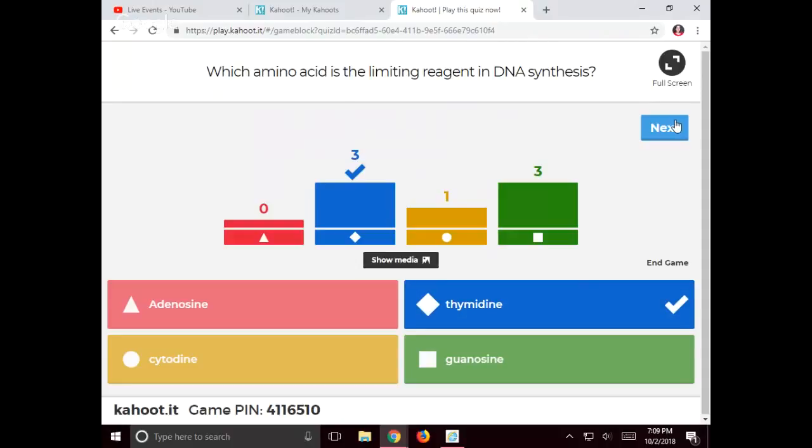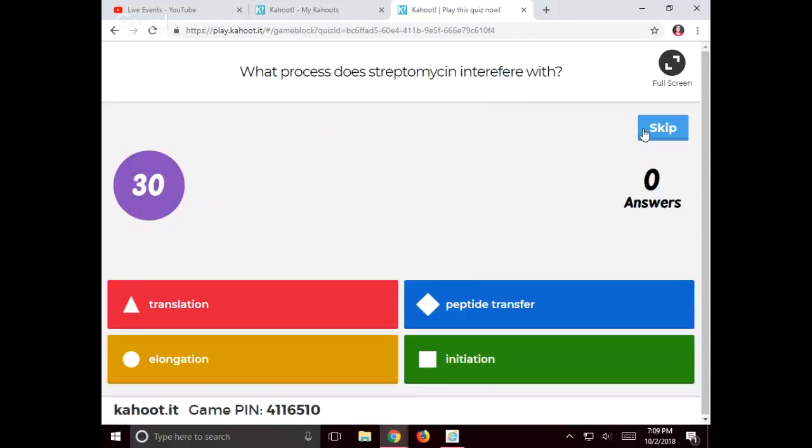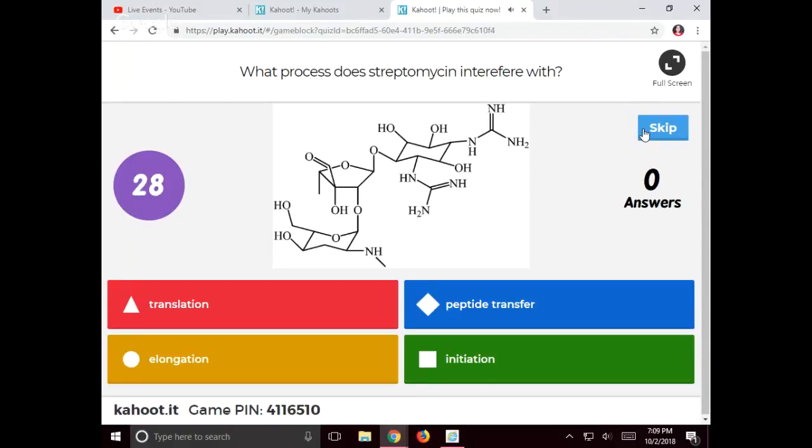No, this is just the A to T binding. That's all it is. So this was in that table. So what process does streptomycin interfere with? And that is the structure of streptomycin. If you guys notice, there's like a little sugary looking thing in there, and then there's things that look kind of like bases in there. And so that's why it kind of messes up with stuff.